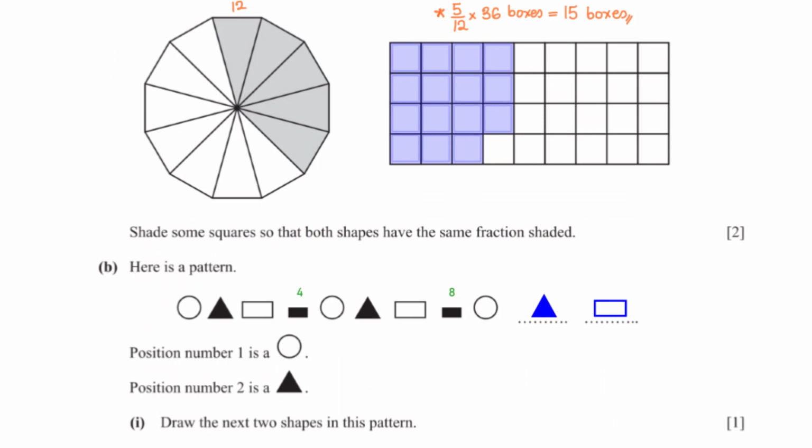Here is a pattern. Position number 1 is a big white circle. Position number 2 is a big black triangle. Draw the next 2 shapes in this pattern. After every big white circle, there is a big black triangle. And after every big black triangle, there is a big white rectangle.